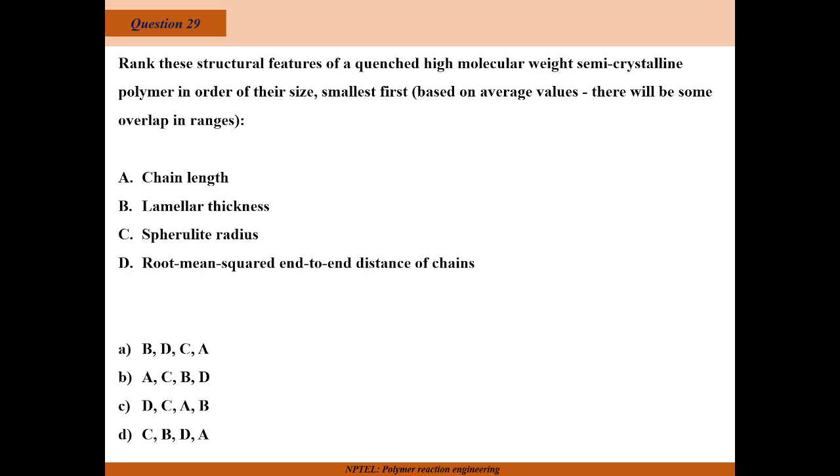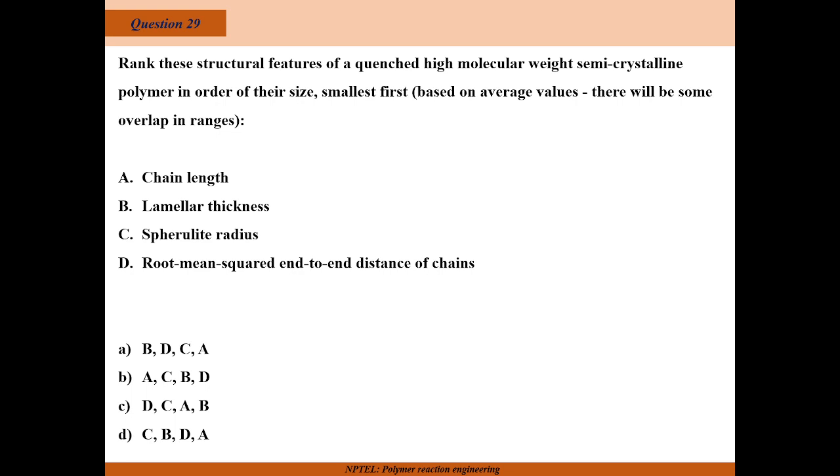The next question is: rank the structural features of a quenched high molecular weight semi-crystalline polymer in order of their size, smallest first and then the largest. According to the size, what is the order that is possible? The options are chain length, lamellar thickness, spherulite radius, root mean square end-to-end distance of chain. Which one is the best answer?